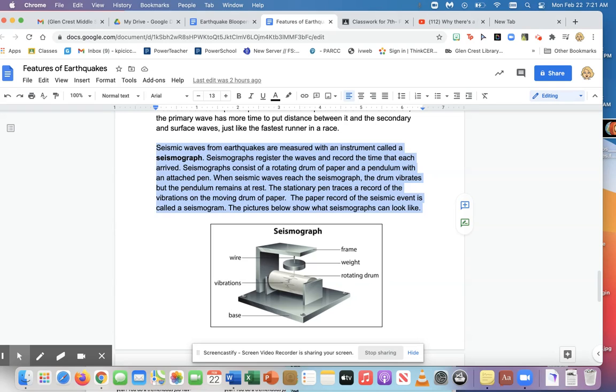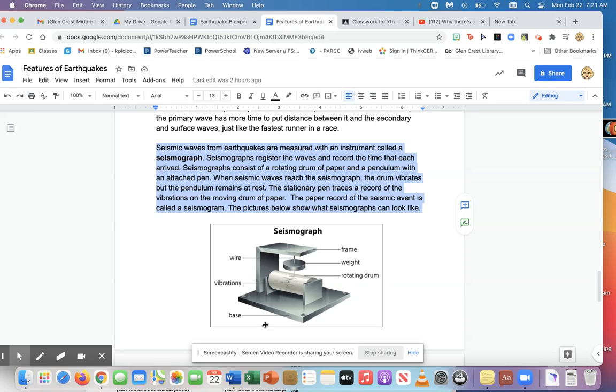Seismographs register the waves and record the time that each arrived. Seismographs consist of a rotating drum of paper and a pendulum with an attached pen. When seismic waves reach the seismograph, the drum vibrates, but the pendulum remains at rest. The stationary pen traces a record of the vibrations on the moving drum of paper. The paper record of the seismic event is called a seismogram. The pictures below show what seismographs look like.